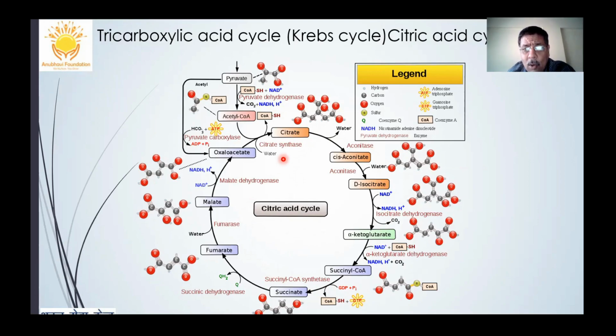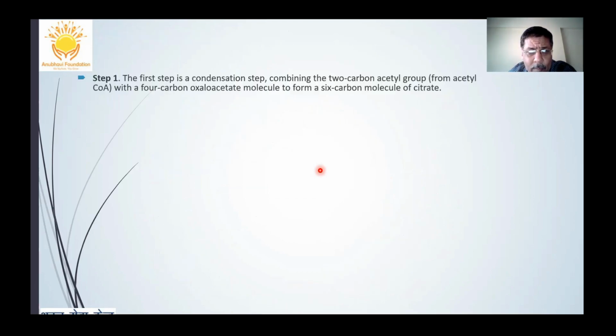It is also called the Krebs cycle because it was Hans Krebs who described this cycle. And it is also called the tricarboxylic acid cycle because in most of the compounds there are three COOH functional groups. Therefore, it is called the tricarboxylic acid cycle.